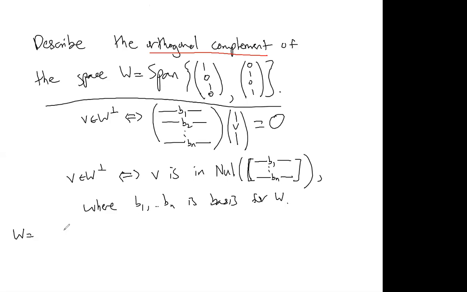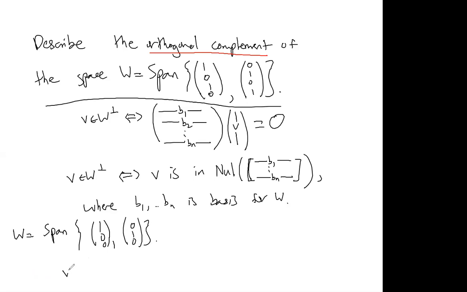Right, but just because the basis vectors themselves are orthogonal doesn't mean that you just need to test against one basis vector. For example, let's do the span of (1, 0, 0) and (0, 1, 0), and we want to find, let's say, V in W perp. We could test it against this first basis vector.